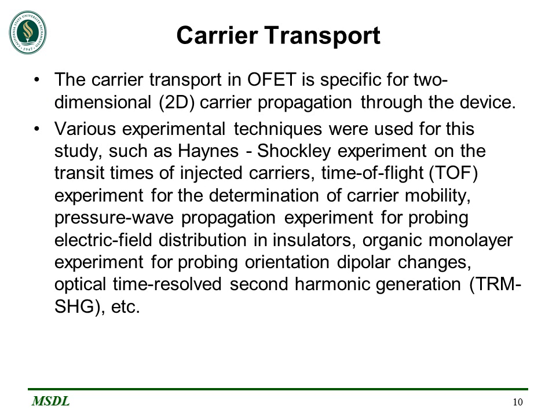Now let's see how carrier transport takes place in organic field effect transistors. Carrier transport in organic field effect transistor is specific for two-dimensional carrier propagation through the device. Various experimental techniques are used for the studies, such as transverse time of injected carriers, time of flight to determine carrier mobility, organic monolayer experiment for probing orientation dipolar changes, optical time resolved second harmonic generation, etc.